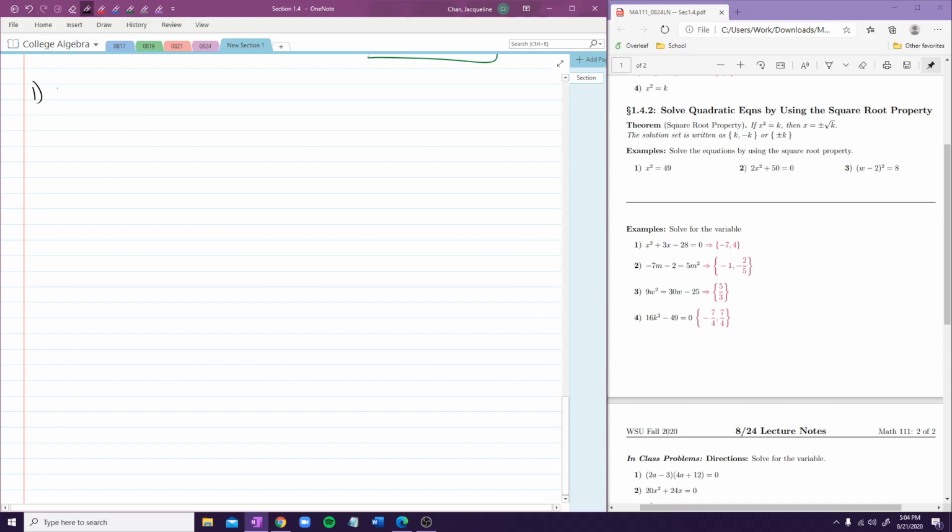Let's do x squared plus 3x minus 28 is equal to 0. We want to solve for x, but this is a quadratic. Since it's a quadratic, we have to factor. So what two numbers multiply to be negative 28 and add to be positive 3?